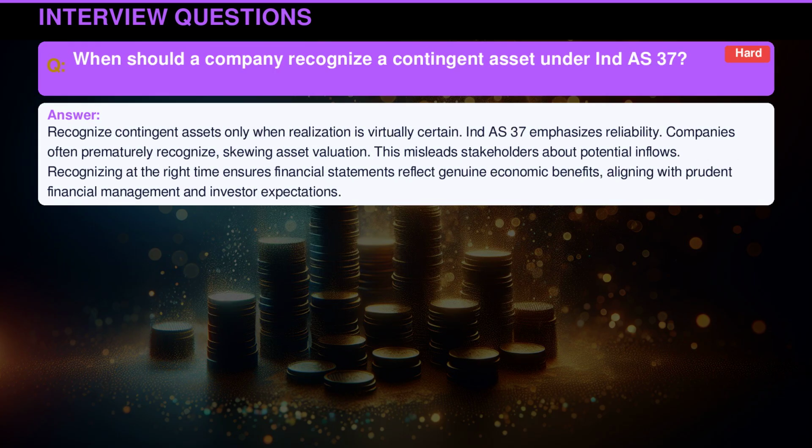Recognize contingent assets only when realization is virtually certain. Indian Accounting Standard 37 emphasizes reliability. Companies often prematurely recognize, skewing asset valuation. This misleads stakeholders about potential inflows. Recognizing at the right time ensures financial statements reflect genuine economic benefits, aligning with prudent financial management and investor expectations.